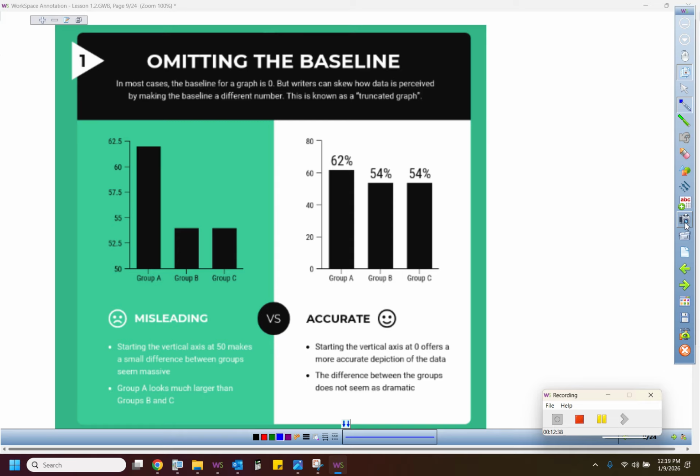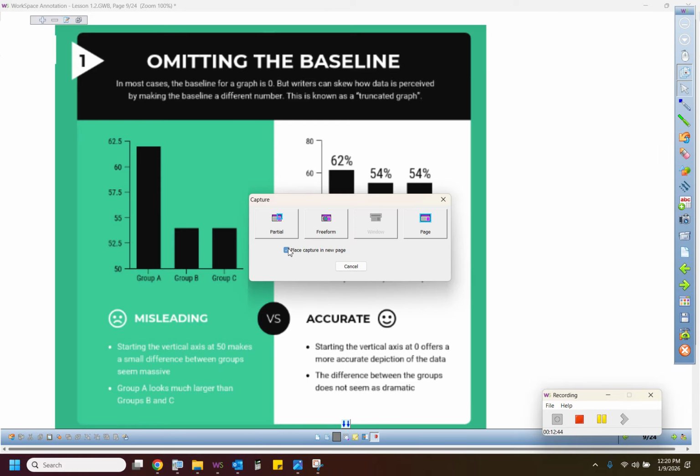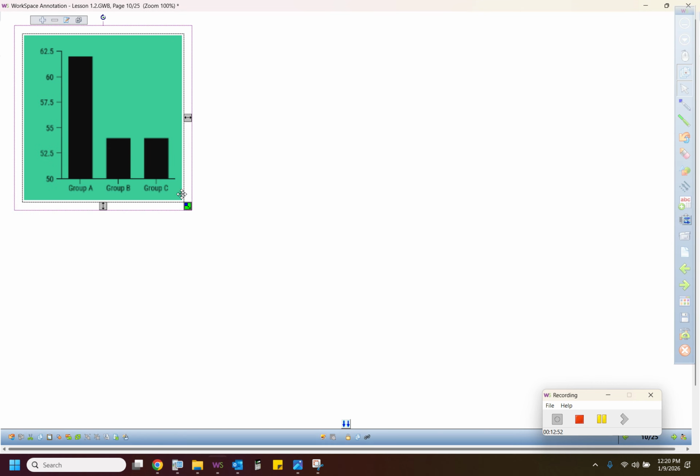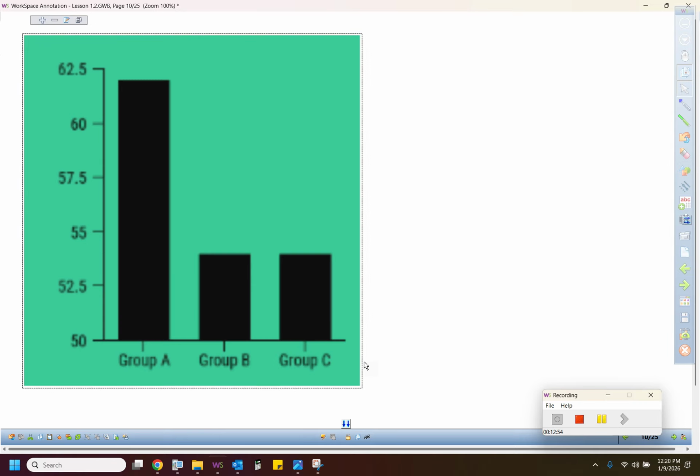If I was to just snip this graph on the left right here, put it in a new page and make it larger for you to see, this is a bad graph, because here's what it looks like to the average person. Regardless of us even knowing what the concept of this graph was about, which group looks like they did the best? Which group?